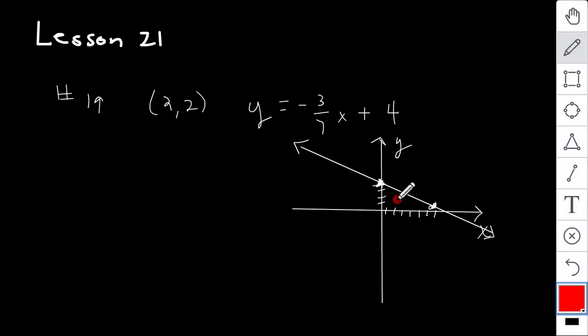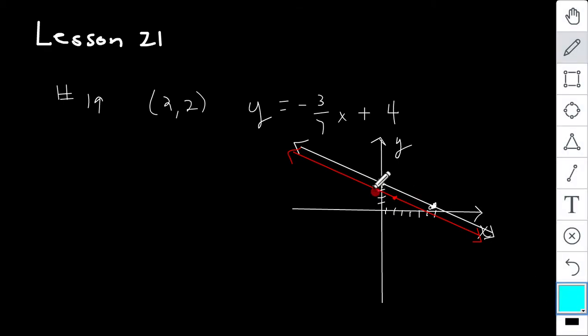2, 2, right here. It's going to go through that point, and it's going to be parallel to this line. So I'm going to attempt to draw a line parallel to that one with my little line tool here, going through that point. Okay, so it's close to that line, isn't it? But it's not that line. The difference between the white line and the red line is where it crosses the y-axis.